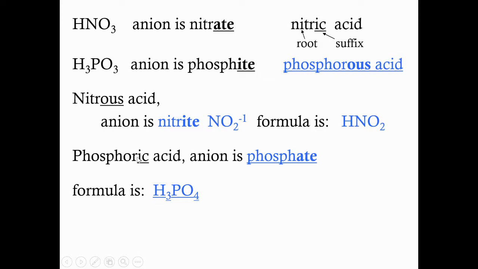Phosphoric, you're not going to find phosphoric on your ion sheet. You have to look for phosphate on your ion sheet. When you do, you find that it is PO4 with a -3 charge. You must balance charges just like we do for ionic compounds. So each H is +1, PO4 is -3. So the proper formula is H3PO4.